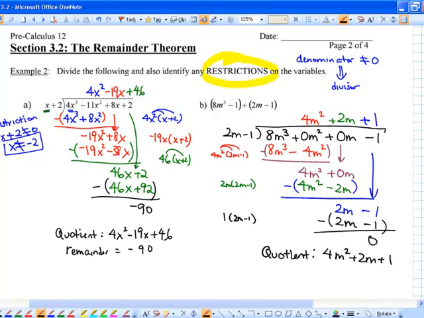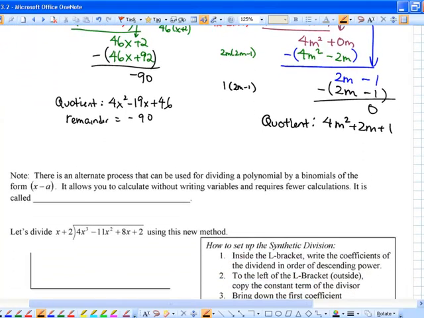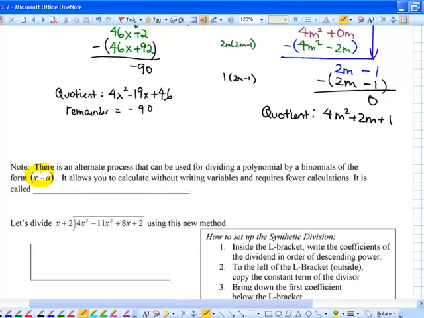And of course, that happens quite a bit. We'll talk about what we call these a little bit later in probably the next section. But here's a note, okay? You might not like long division because you think it's really hard and long. Get it, long? Well, there's an alternate process that can be used for dividing a polynomial by a binomial, but it has to be of this form, x minus a. Okay, so it's x minus a particular constant. It allows you to calculate without writing variables and requires fewer calculations. Okay, it's kind of weird though, but nonetheless, I'm going to show it to you.